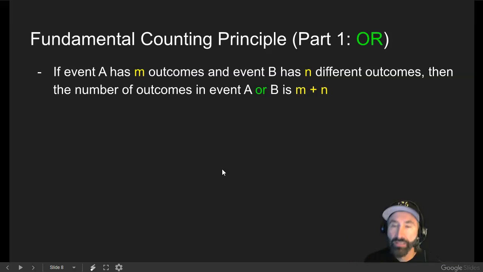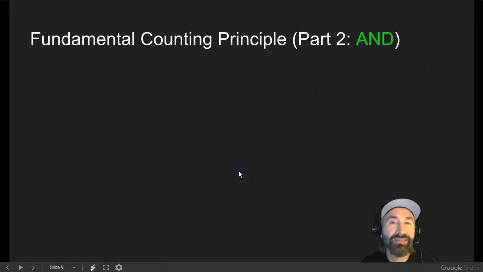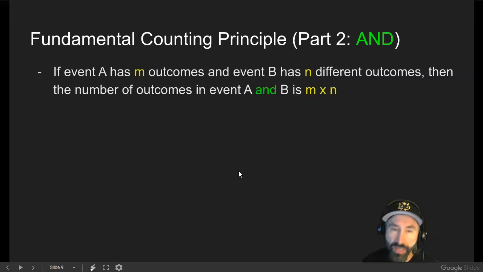Now, the part of the fundamental counting principle that we use more frequently is part 2, the AND part. And it says something like this: if event A has m outcomes and event B has n different outcomes, then the number of outcomes in event A and B is represented by m times n. Now, that's a lot of cryptic stuff, just like in the last slide, but I'm going to try to make it more clear because we really need this for probability.